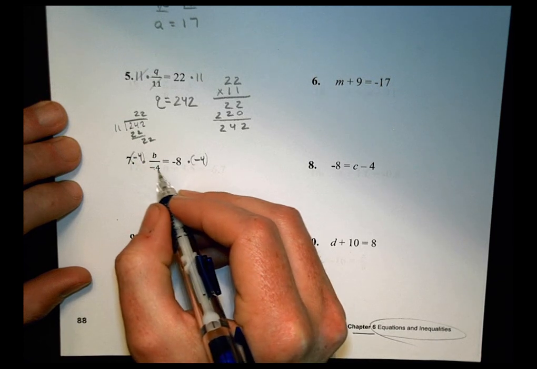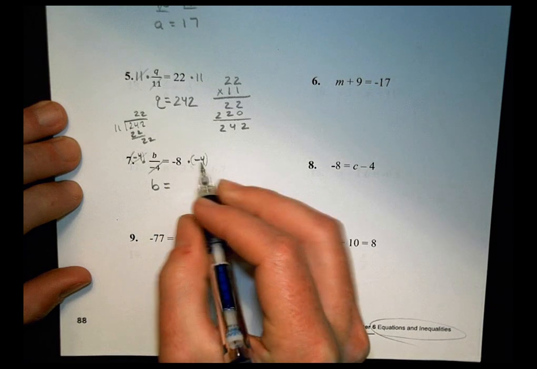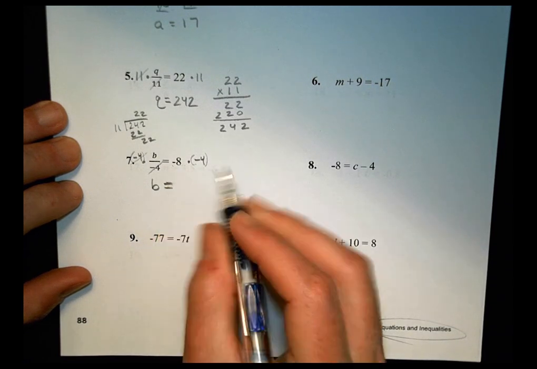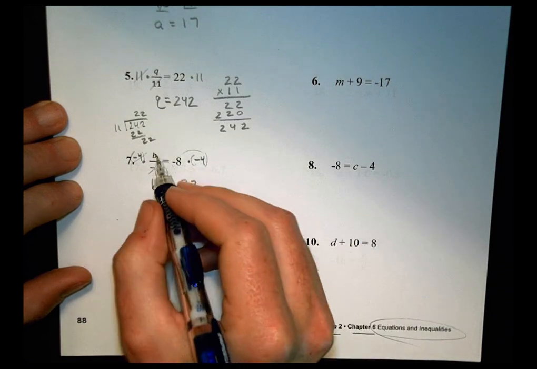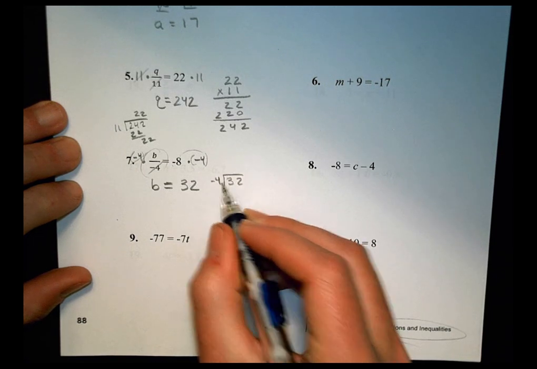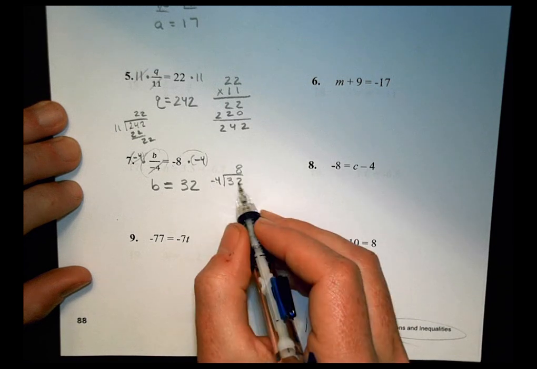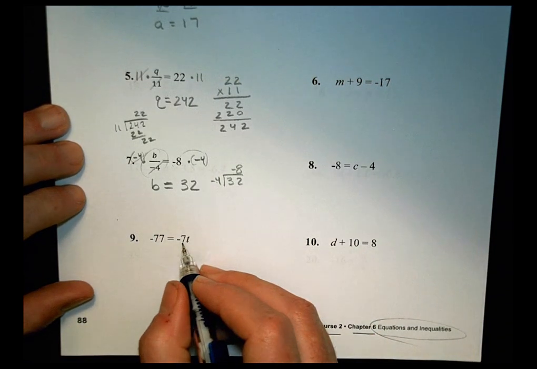Negative 4, negative 4, these will reduce, so I'm left with a b here. I have a negative times a negative, so I'm going to get a positive answer, so no sign needed, and 8 times 4 is 32. Does that work here? Well, let's see. What is 32 divided by a negative 4? 4 goes into 32 8 times, and a negative divided by a positive is a negative. Yes, it works.